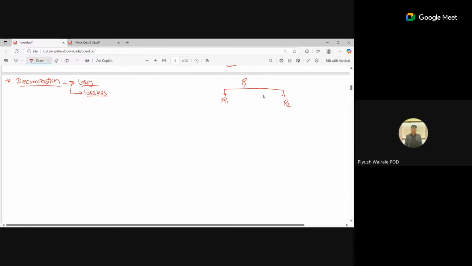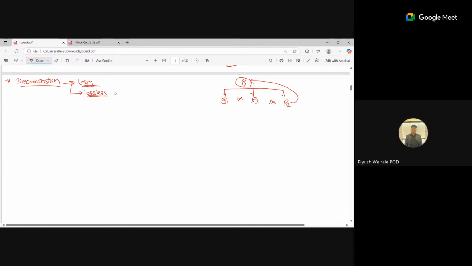Yeah, correct. So let's say, for example, we are decomposing one relation into R1, R2, or let's say R3 as well. So what is a lossless decomposition here? If I join all the three decomposed relations, I should get my original relation back. No redundant data, or we can say no extra rows. Same number of rows, same number of columns. That is what a lossless decomposition is.